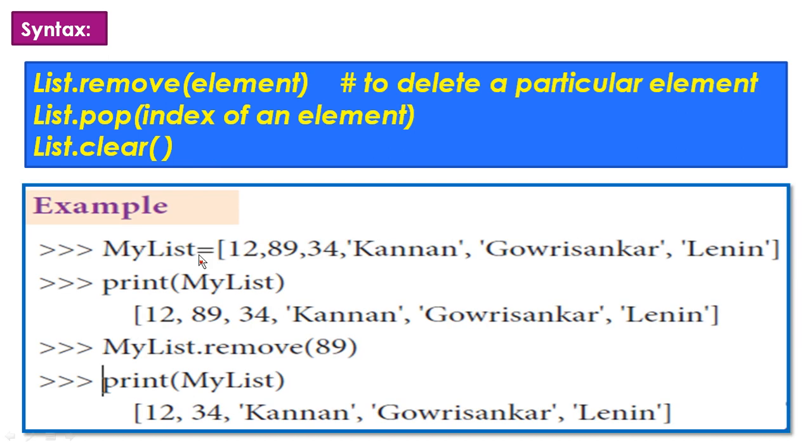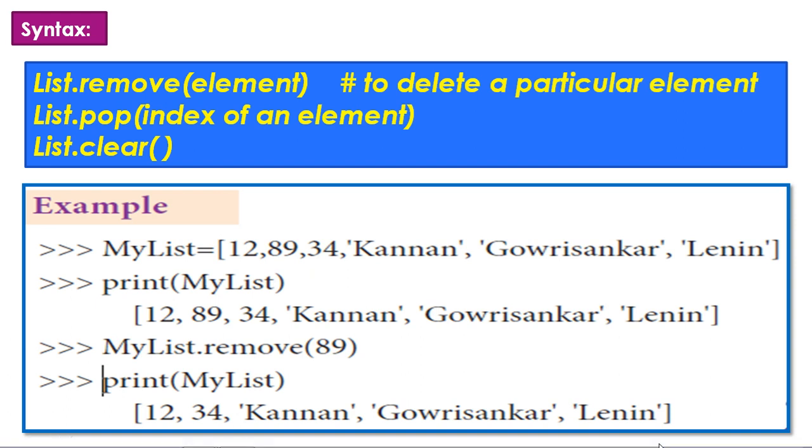Here is the example. My list: 12, 89, 34, Kannan, Gauri Shankar, Lenin. Print my list. All the elements are here. my list.remove(89). So the value 89 is removed. Here we are not giving the index value, but the original value of the element, that is 89. So 89 is deleted here.